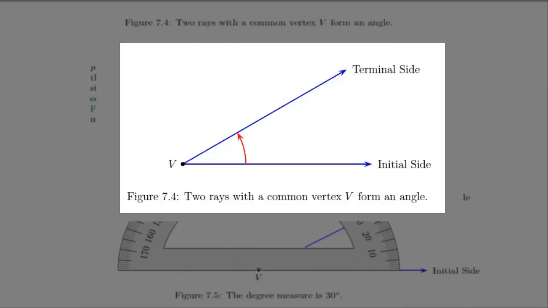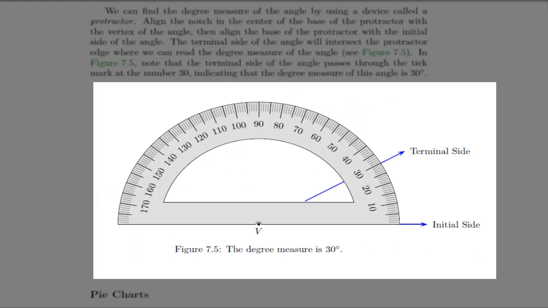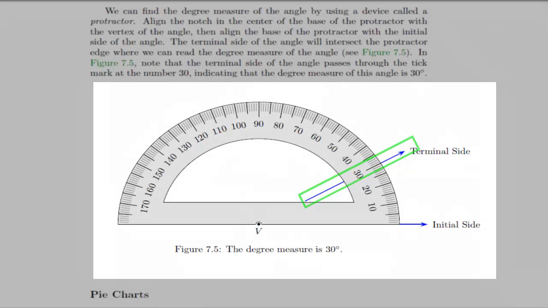We can find the degree measure of the angle by using a device called a protractor. Align the notch in the center of the base of the protractor with the vertex of the angle, then align the base of the protractor with the initial side of the angle. The terminal side of the angle will intersect the protractor edge where we can read the degree measure of the angle. Note that the terminal side of the angle passes through the tick mark at the number 30, indicating that the degree measure of this angle is 30 degrees.